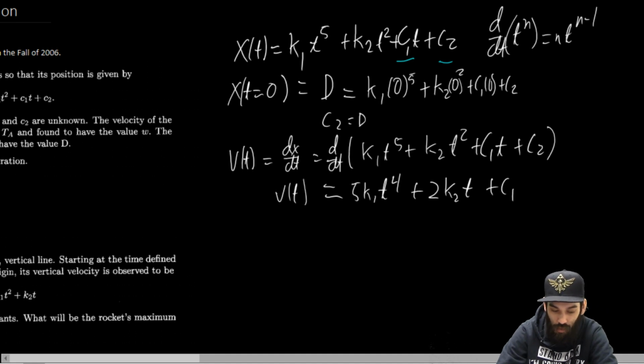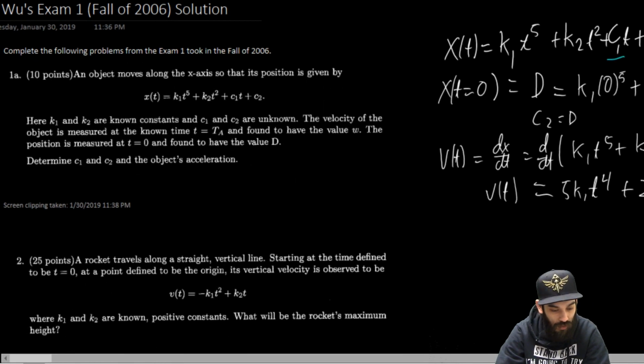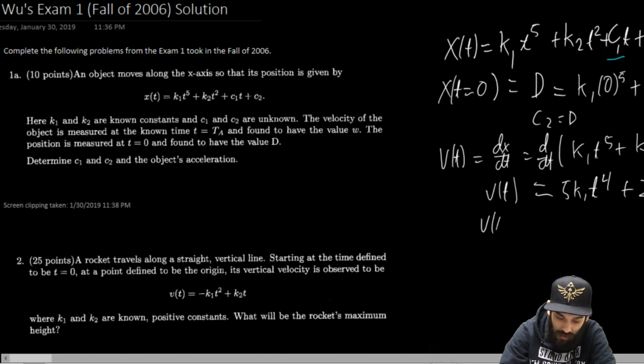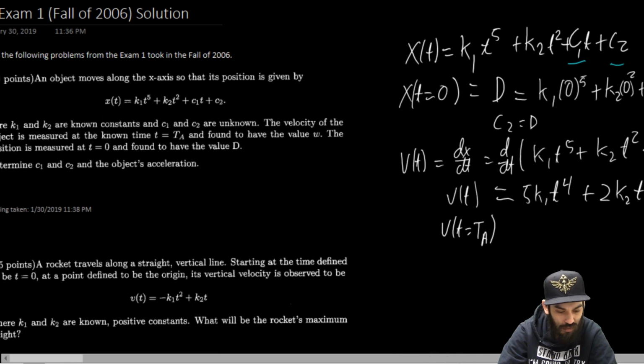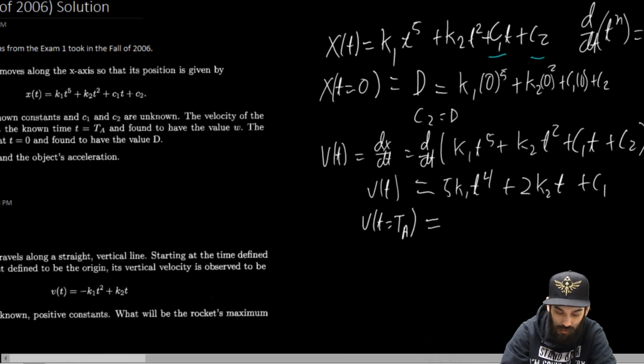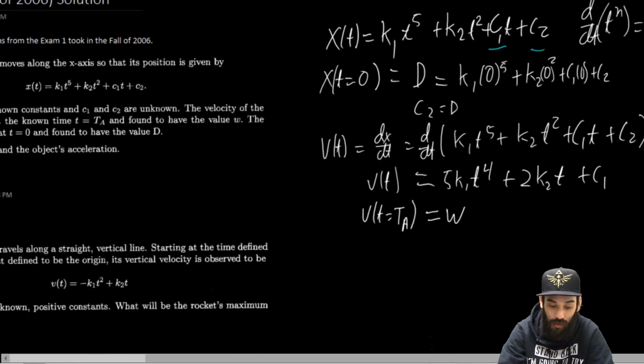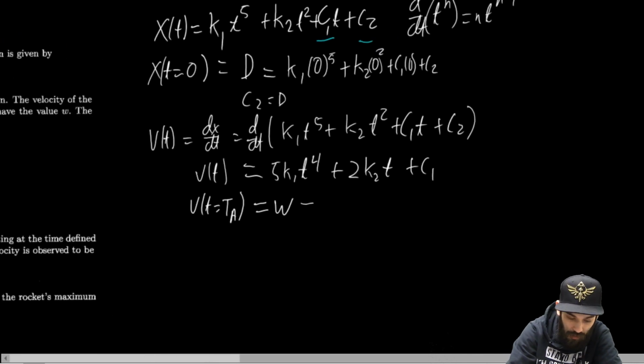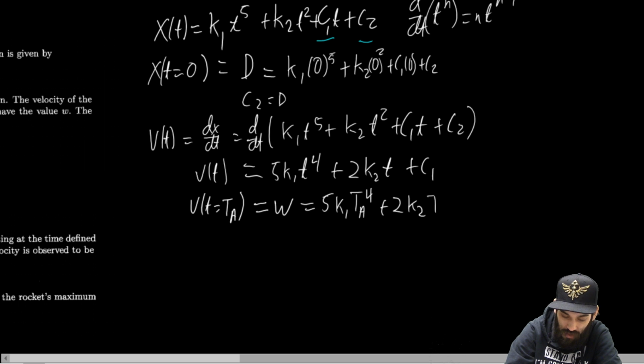And then what we know is that we have some condition for t is equal to ta. So when t is equal to ta, we know that the velocity at t sub a is going to be equal to w. And then we just take our velocity function and evaluate it at ta: 5k1 ta to the fourth plus 2k2 ta plus c1.